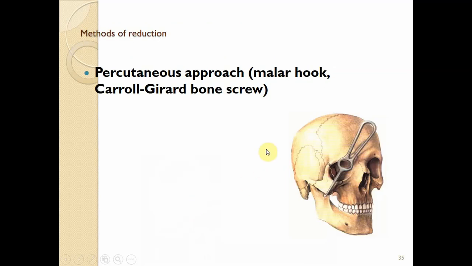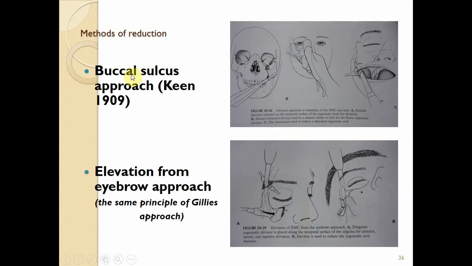Next, this one is the percutaneous approach. This is the old technique we are using, only using a hook to elevate it. It's called the malar hook or coronal bone screw. Next is the buccal sulcus approach, called the Keen approach. It was first done in 1909.